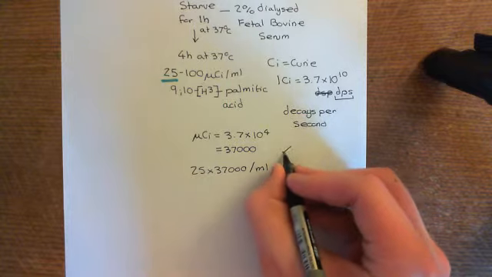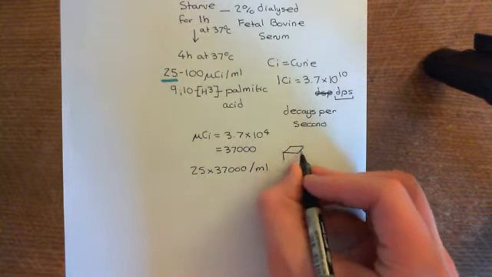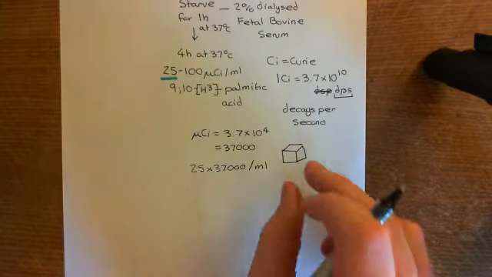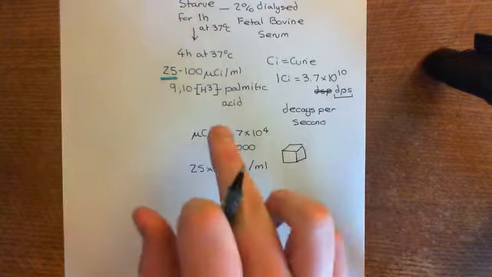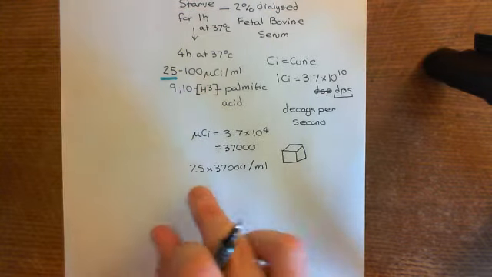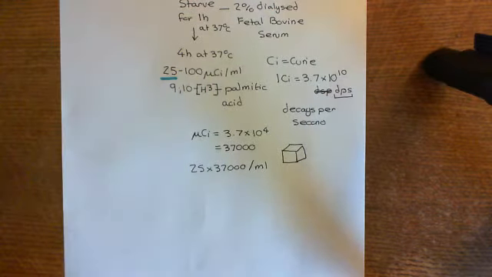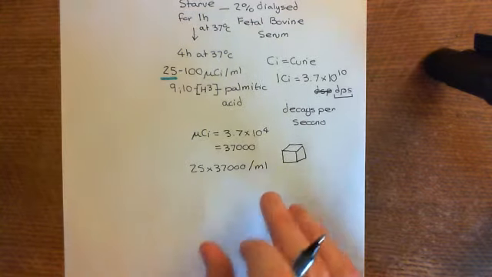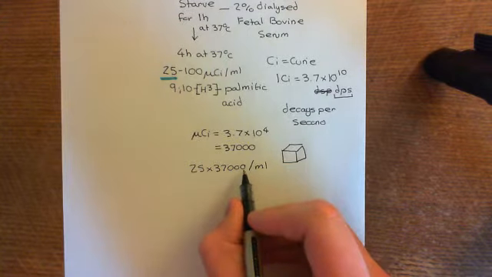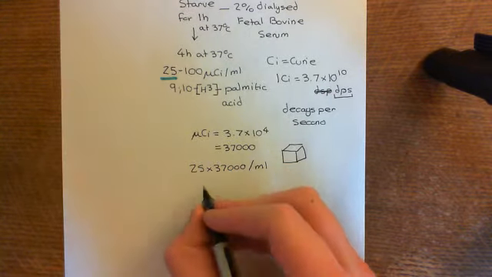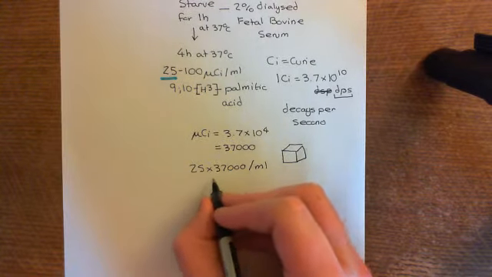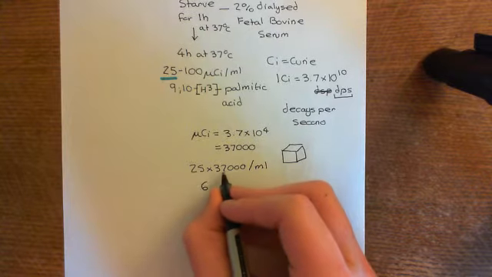Okay, so 1 milliliter is 1 centimeter by 1 centimeter by 1 centimeter. So it's roughly a box around that size there. Okay, so in 1 centimeter cubed of the solution that contains palmitic acid, you want to be getting whatever 25 times 37,000 is. You want that number of decays coming off, and we'll try and work this out. So we can do this by multiplying by 100 and then dividing by 4. Okay, so if we multiply by 100, that will take us up to 3.7 million. If we divide by 4, that will take us down to 600,000.